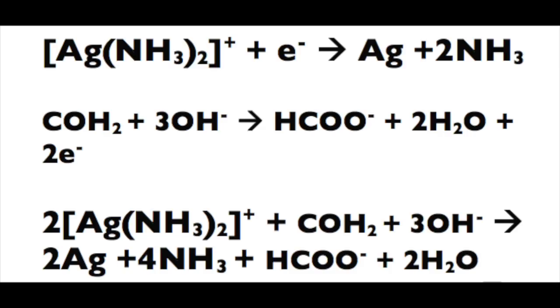Looking at the half equations, we can see that Ag+ has gone to Ag. This is the silver that we get on the glassware.